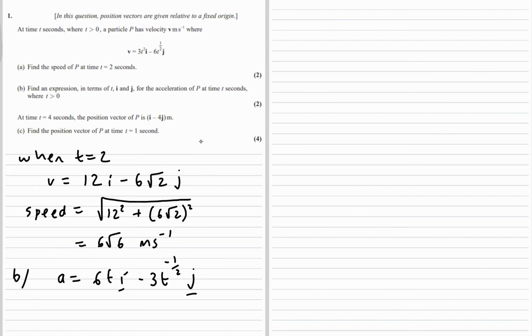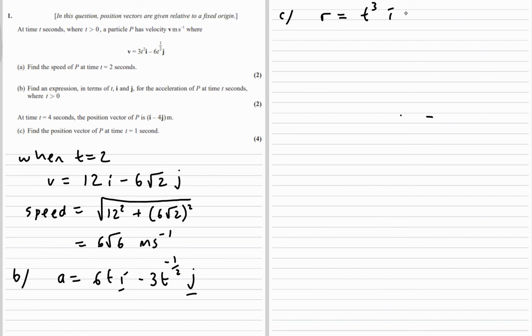And at time t equals 4 seconds, the position vector is i minus 4j. Find the position vector at t equals 1. This time we need the position, so we're going to integrate. To find the position, we're going to integrate the velocity. So the position vector, we can say r is equal, so this time add 1 to the power, divide by the new power. So t cubed, and then divide by 3 will just be t cubed i.